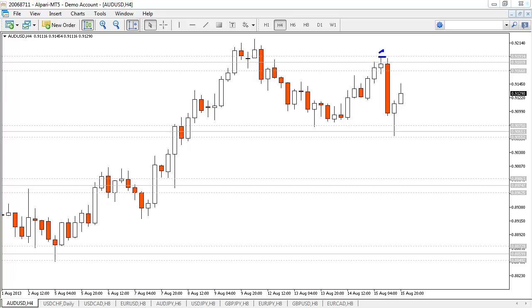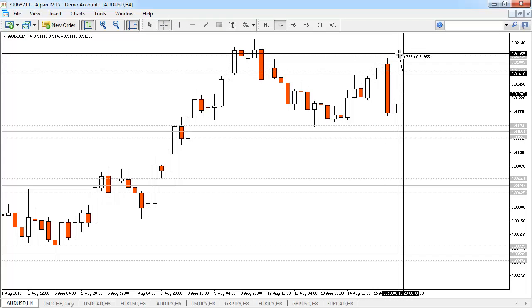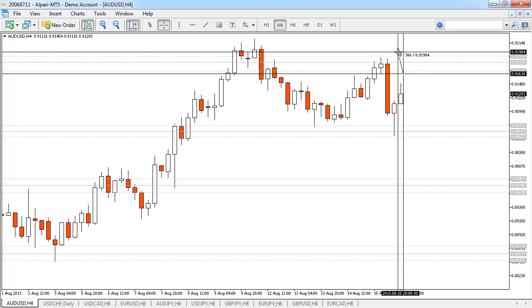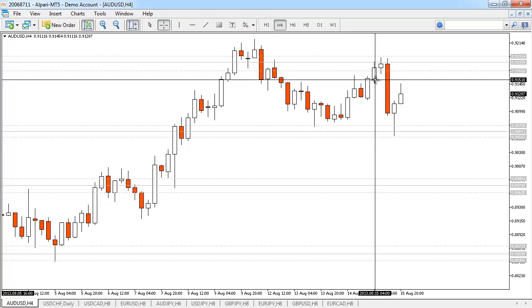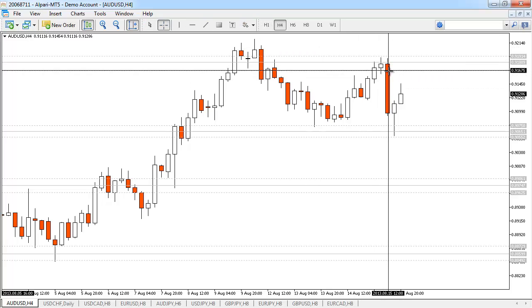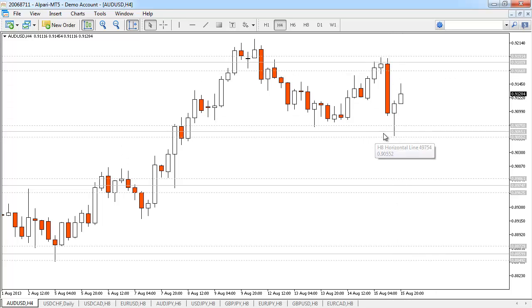So the stop loss was here, and that made the stop loss 35 pips from the entry, just a little bit above the wick. So 32 to 35 pips in this case. Entry was here, and the target was down here at the support area.